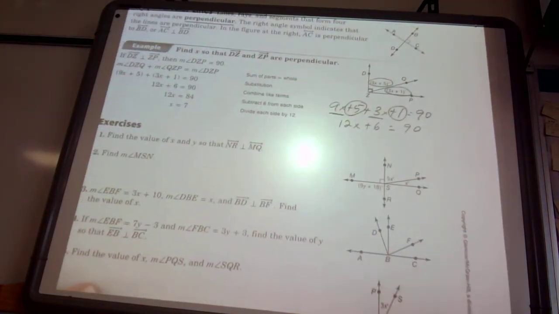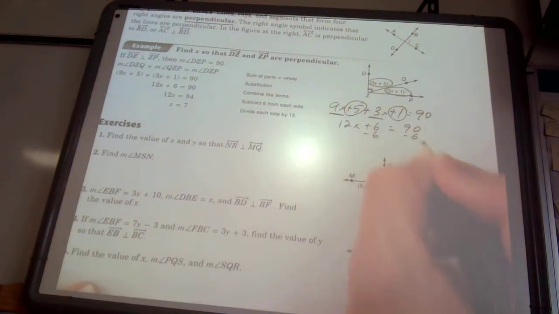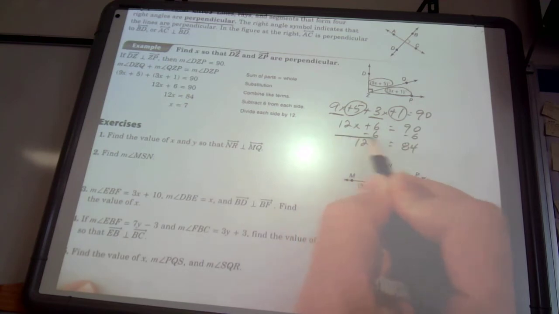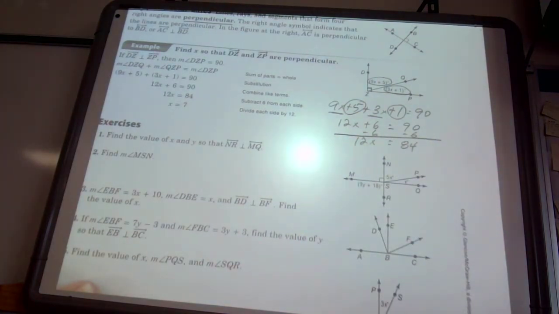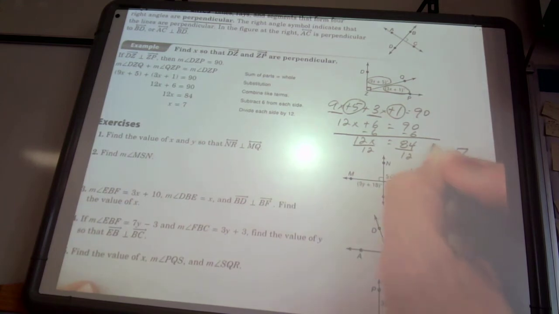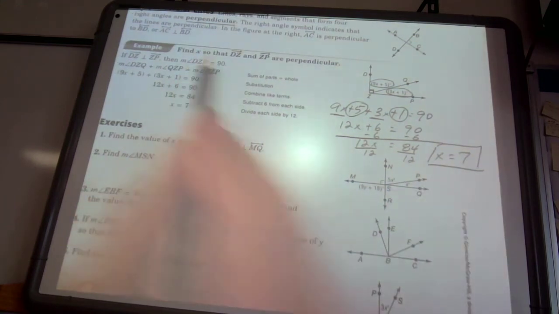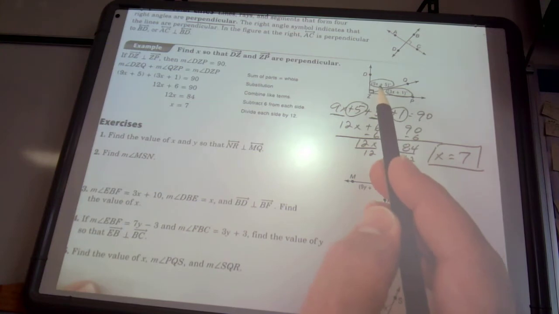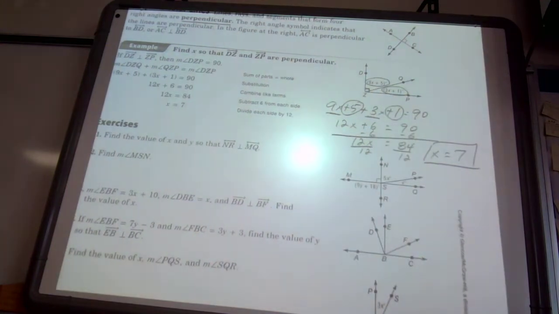Let's keep tracking this. Here we go, minus 6 from both sides. I get 12x equals 84. I don't know if y'all like putting the line here or separating it, however you want to do it. It's up to you. Divide by 12, x equals 7. That's all we were looking for. It said find x. If we plugged x in as 7 for both of those, we would add them up and we would get 90. We don't have to do that right now, but it's kind of what's going on.